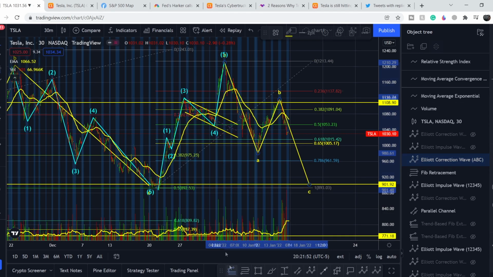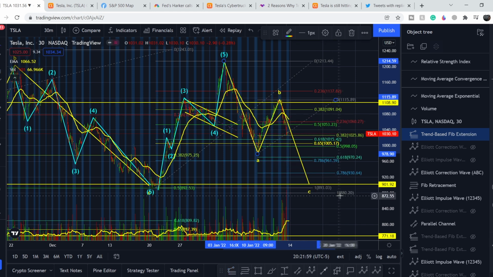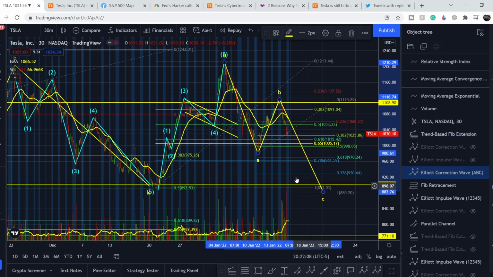And if I measure the length of the A wave and compare it with the length of the C wave, we have this range of $880 as a one-to-one extension, and it is the most common extension in the C wave compared to A. This means we might land right here, and if we have a huge volume in this movement to the downside, and if we break this range of support with increasing volume, this means we might see lower price targets. So, what should we expect on a greater scale?